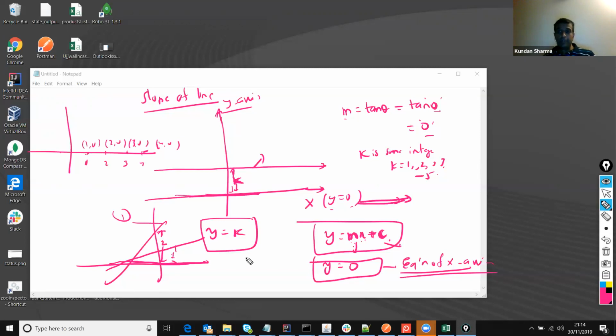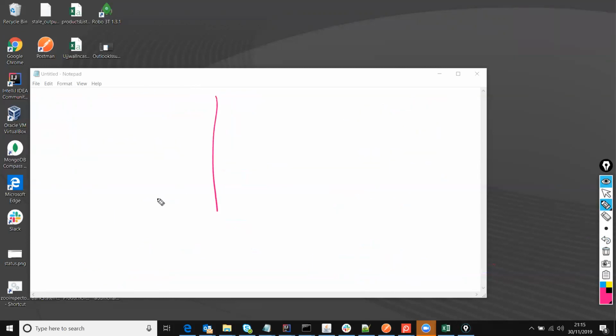Is this clear to you? Yes. So the equation of a line which is parallel to the x-axis will be of the form y is equal to k, where k could be some integer 1, 2, 3. K could also be 0. If k is 0, then this becomes the equation of the x-axis. Is this clear? Yes. Now let us see the equation of the y-axis.